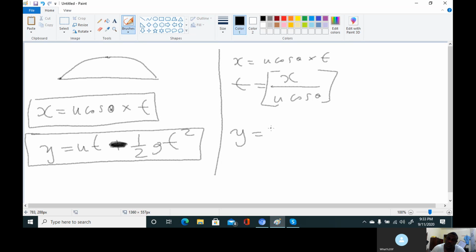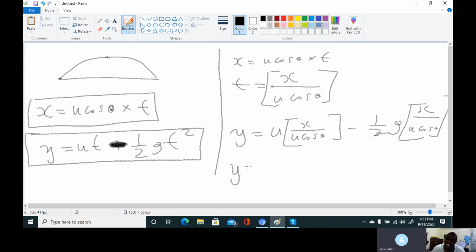So y will be equal to u, instead of writing t, I'm going to write x over u cos theta, minus a half g, and instead of writing t again, x over u cos theta. So u and u cancel. Okay, let me back up. There are some missing terms.